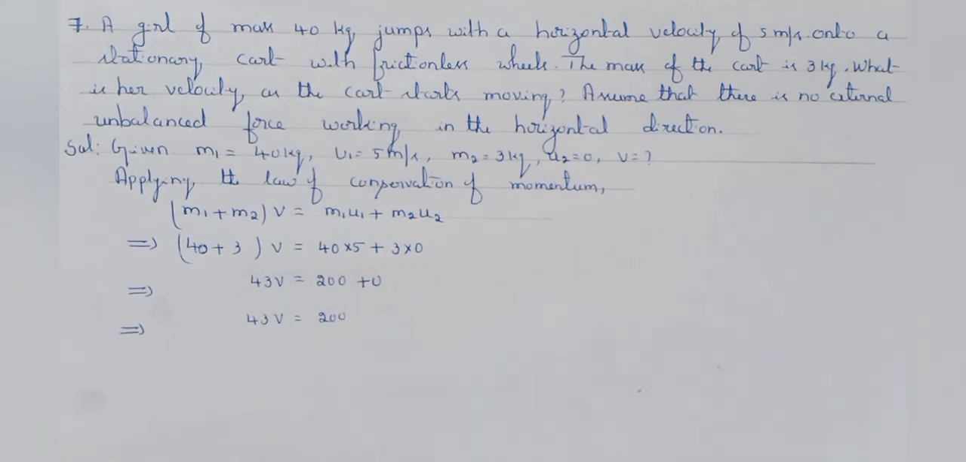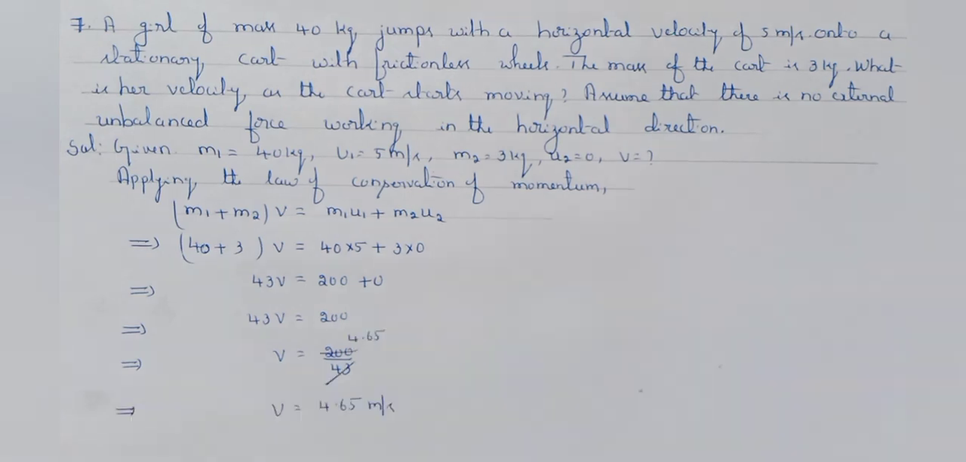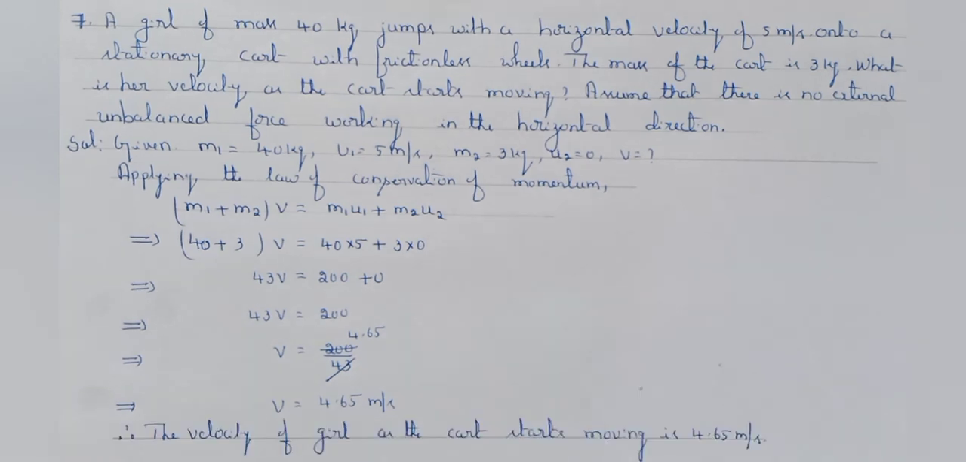So 43v is equal to 200 and v is equal to 200 by 43. Divide 200 by 43, it divides 4.65 times. Therefore, v is equal to 4.65 meter per second. Therefore, the velocity of the girl as the cart starts moving is 4.65 meter per second.